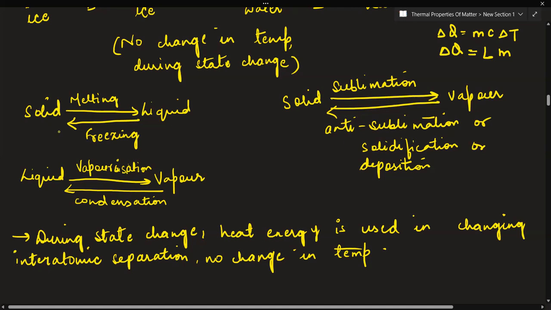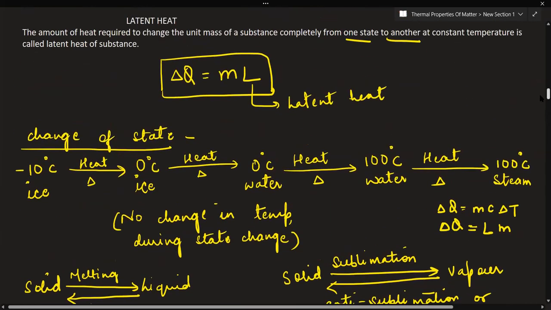So I think you all are aware of these terms, freezing, melting. These are not even part of your syllabus now. You must have covered all these terms in your lower classes. So just a quick revision of them in order to understand what is actually latent heat. So is the difference clear when you have to use specific heat and when you have to use latent heat?